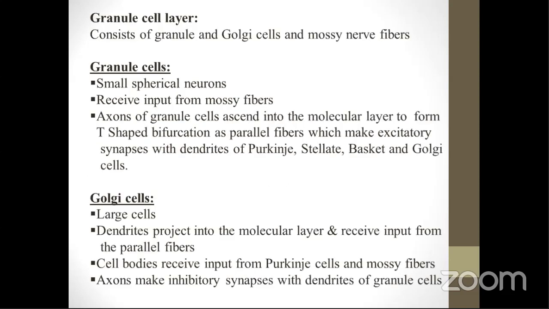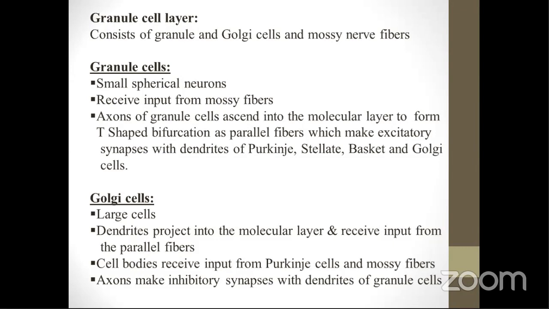Coming to the third layer, that is the granule cell layer. This consists of granule cells themselves and the Golgi cells and some of the mossy fibers. So what are these granule cells? These are small, spherical neurons compared to the Golgi cells. They receive input from the mossy fibers, and their axons ascend up into the molecular layer and divide into a T-shaped bifurcation and form the parallel fibers, which make excitatory synapses with all other cells: Purkinje, stellate, basket, and Golgi.